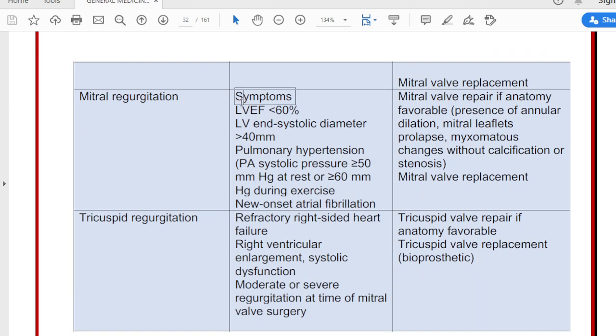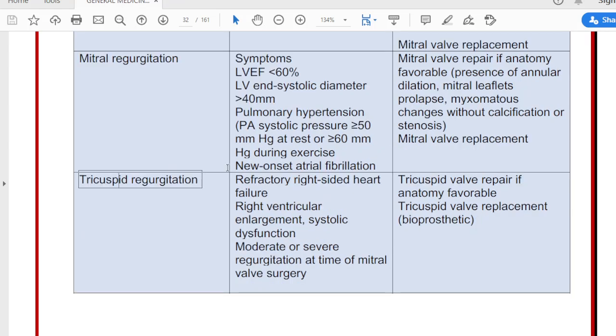Mitral regurgitation. Symptoms, LVEF less than 60%, LV end systolic diameter greater than 40 mm. Pulmonary hypertension, PA systolic pressure greater than or equal to 50 mmHg at rest or greater than or equal to 60 mmHg during exercise. New onset atrial fibrillation. Mitral valve repair if anatomy favorable, presence of annular dilation, mitral leaflet prolapse, myxomatous changes without calcification or stenosis. Otherwise, mitral valve replacement.